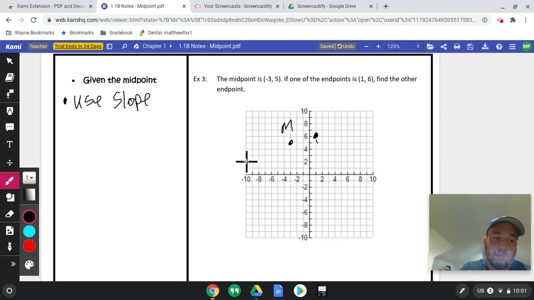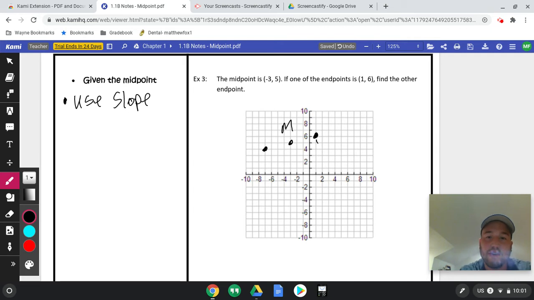If this is truly the midpoint, we know that it will follow the same slope from the endpoint to the midpoint. It'll have to be the same exact thing, rise over run, to get to that next endpoint. So in our case here, it'd be down 1 and left 1, 2, 3, 4. Okay, so down 1, left 4. So that will be right there.